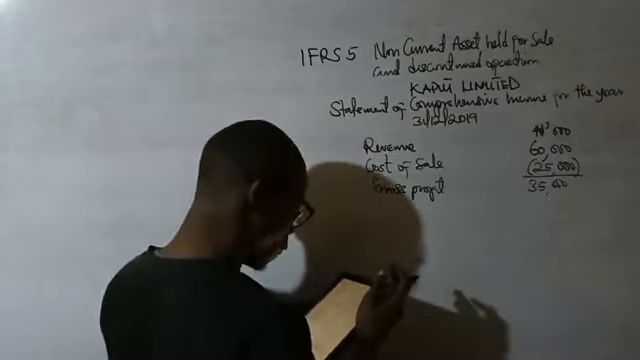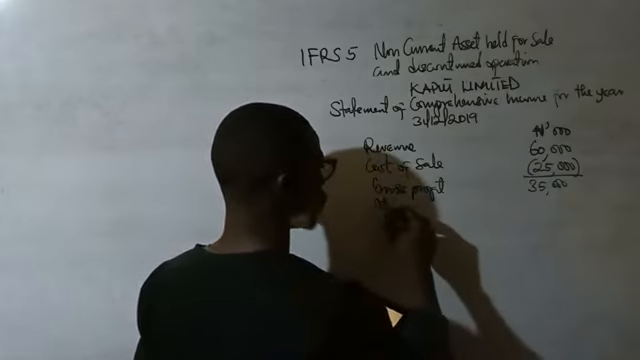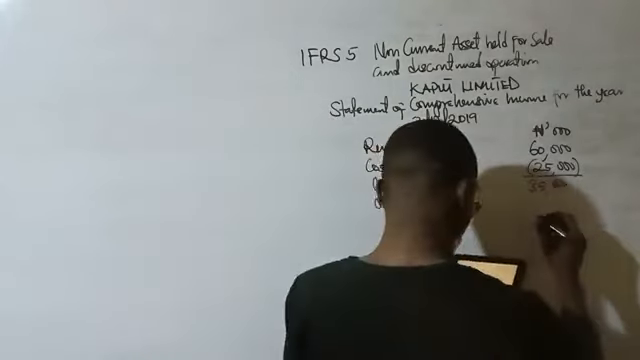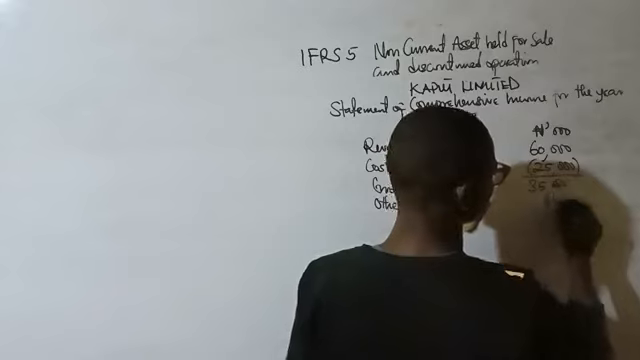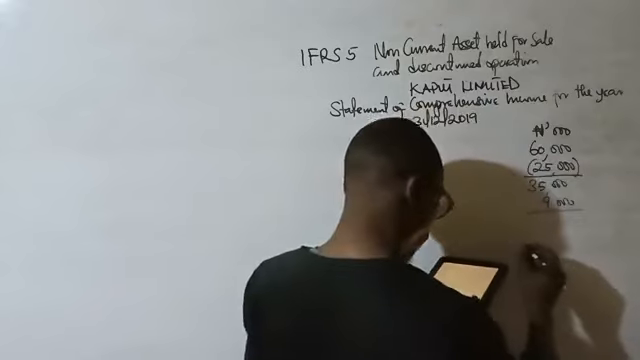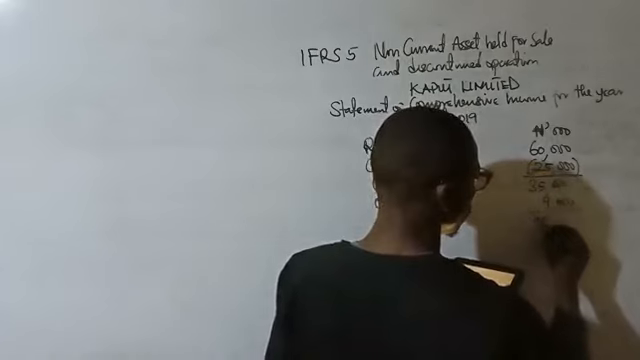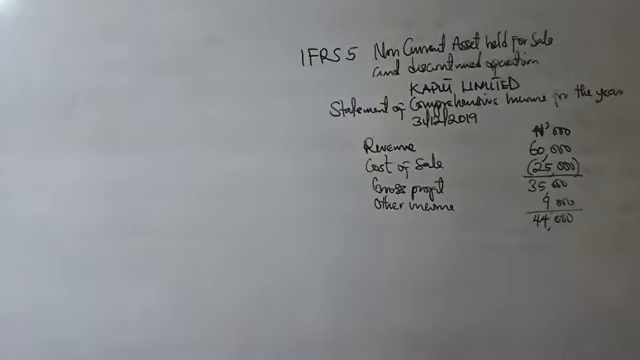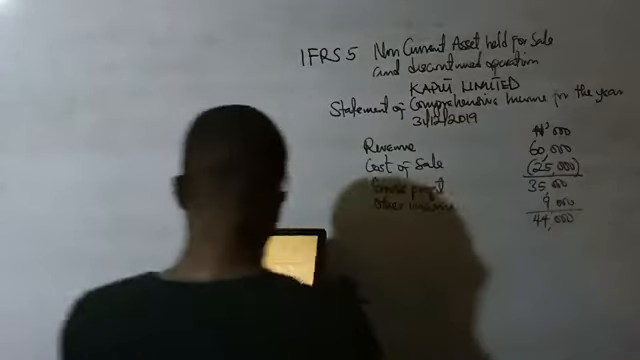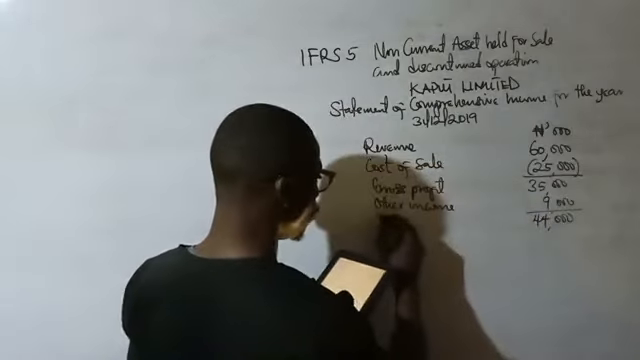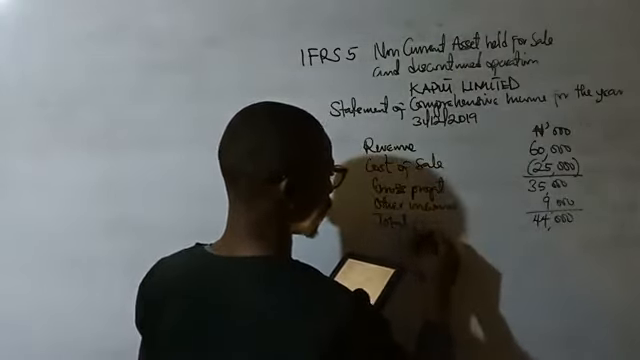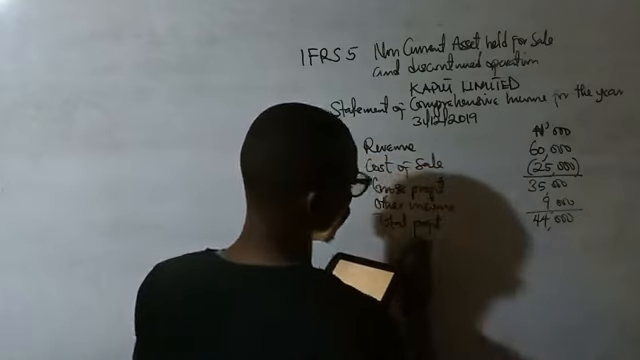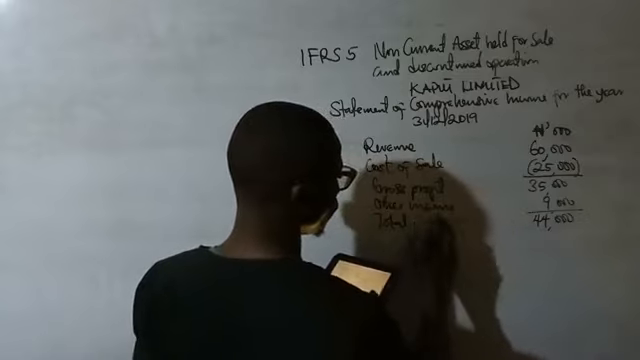Now we have other income. So add other income to it. Other income is 9,000. So when you add it, you have 44,000. This will give you a total profit or your total income.